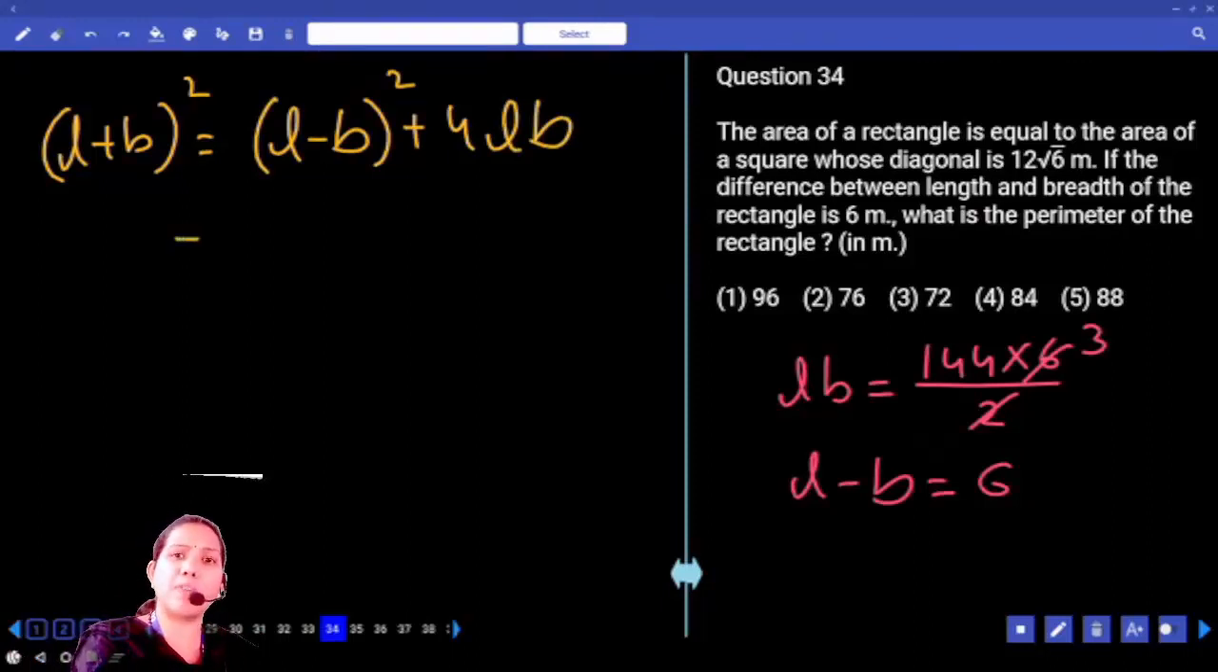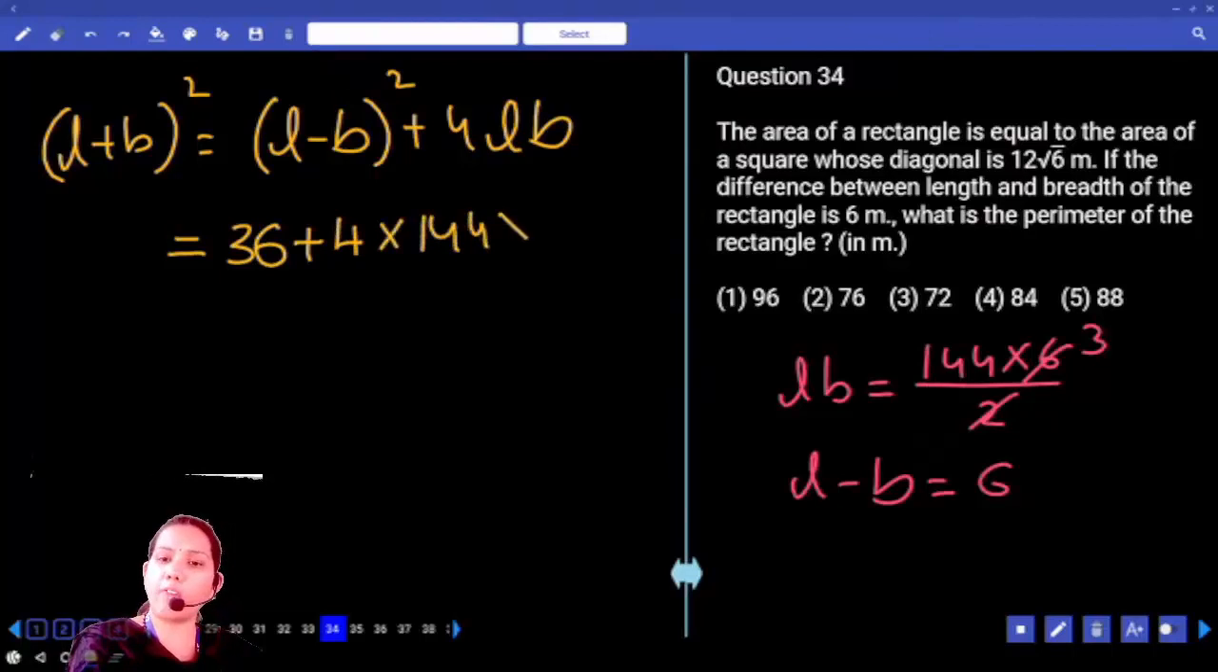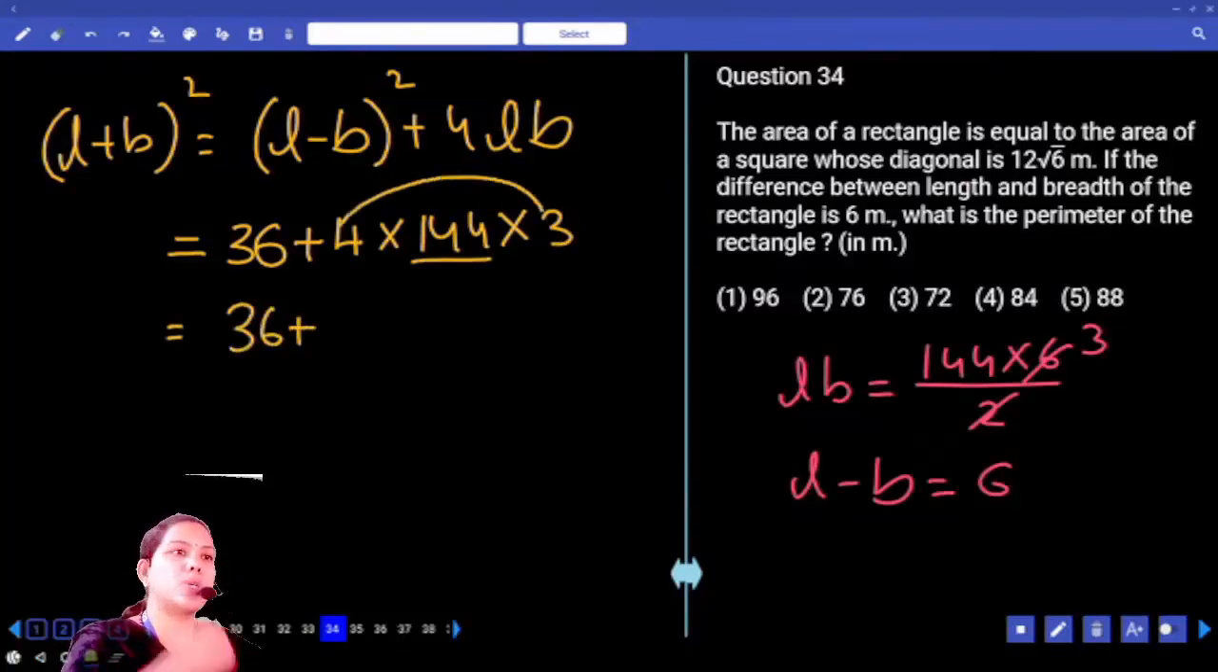What is the L minus B value? 6 square is 36, plus 4 into, what is the L into B value? 144 into 3. So 36 plus 4 into 144 into 3. 144 means 12 square, 4 into 3 means again 12. So 12 square into 12 is 12 cube. What is the 12 cube value? 1728.